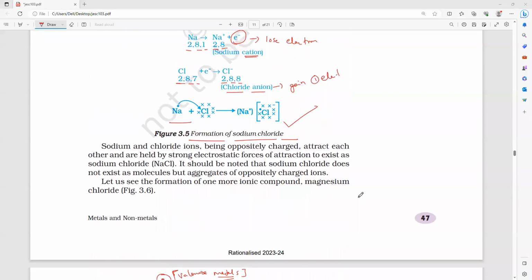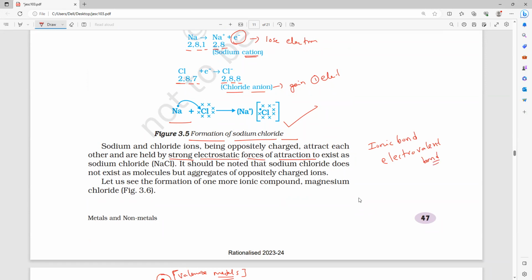So now, there is a force of attraction here. What they are saying, see that: the strong electrostatic force of attraction. That is the only way to call it. What bond is it? Ionic bond. Or we can say what? Electrovalent bond. Okay.